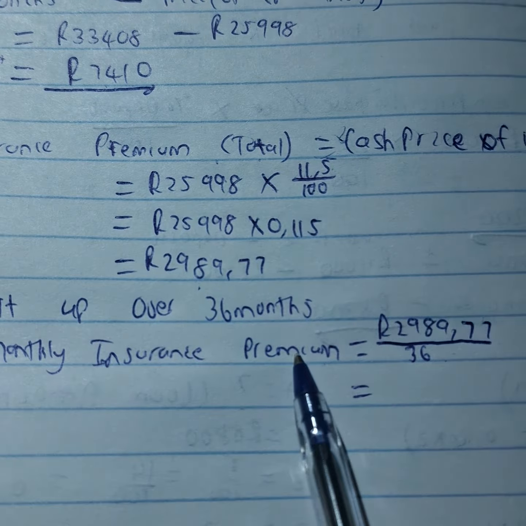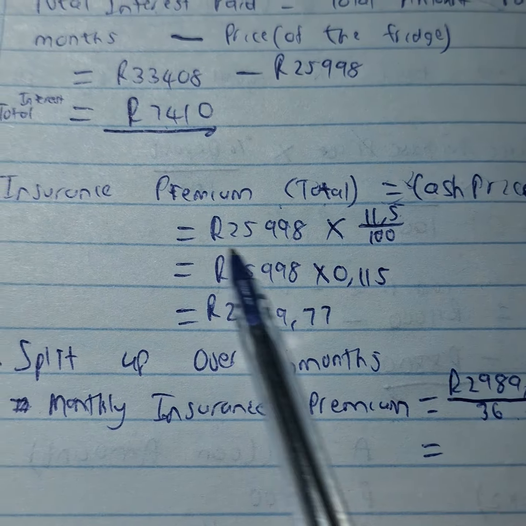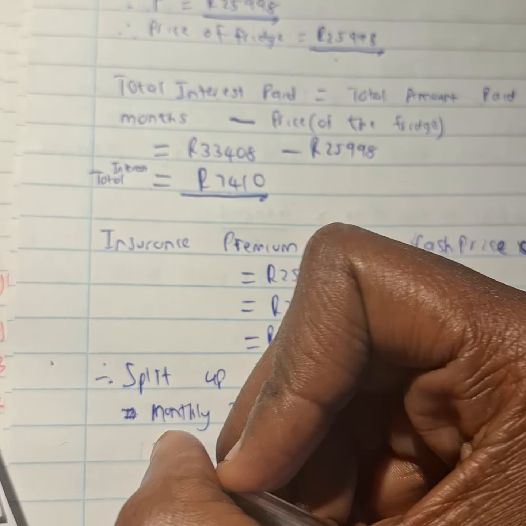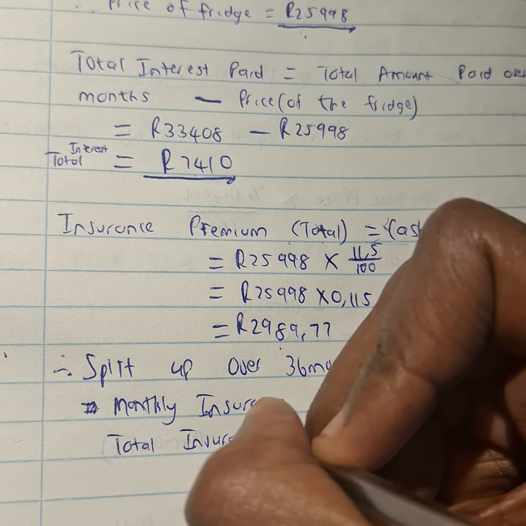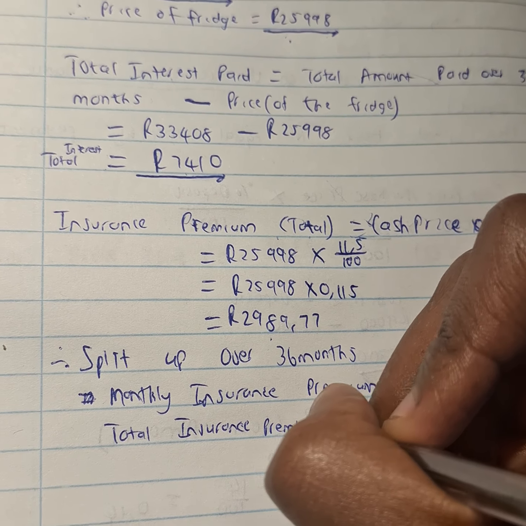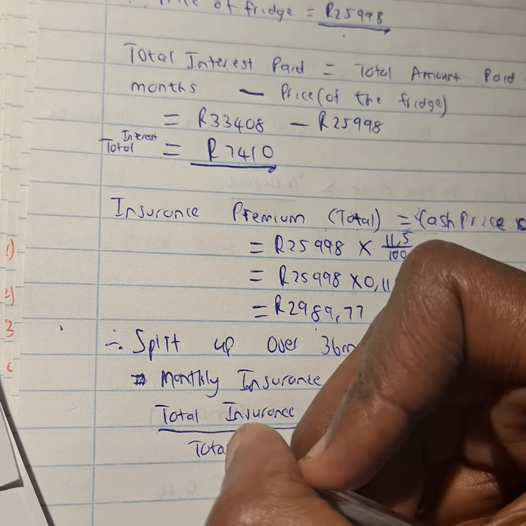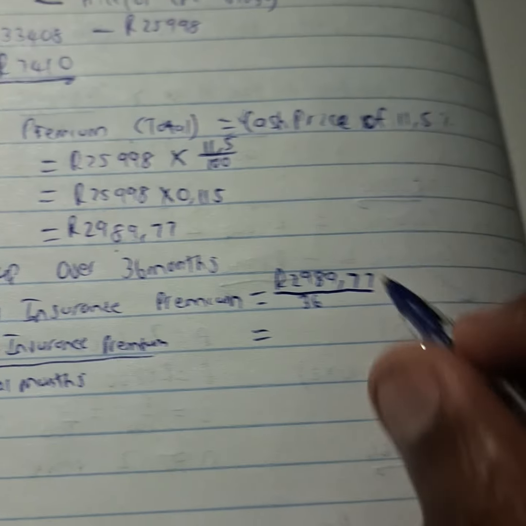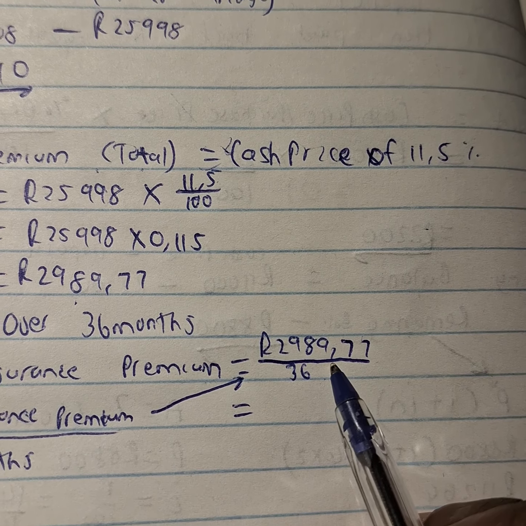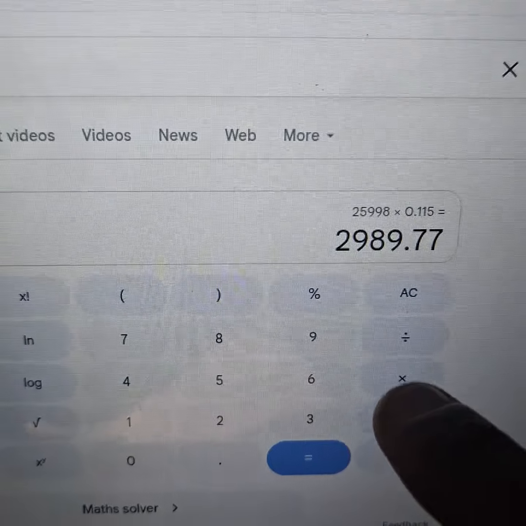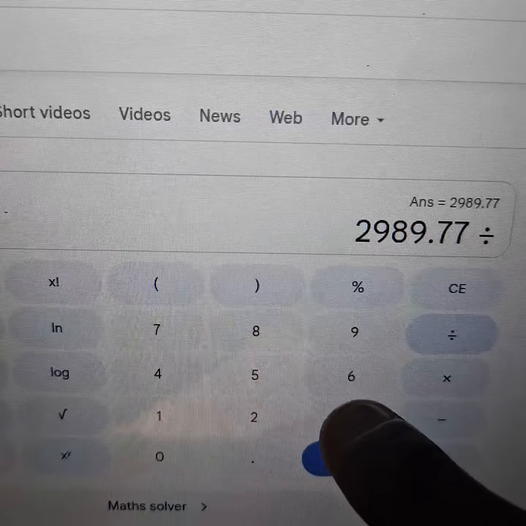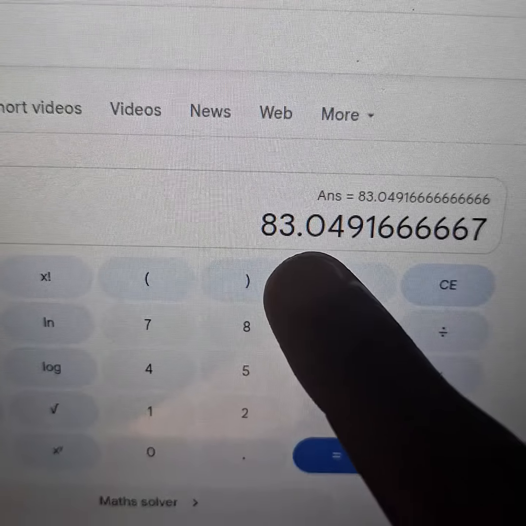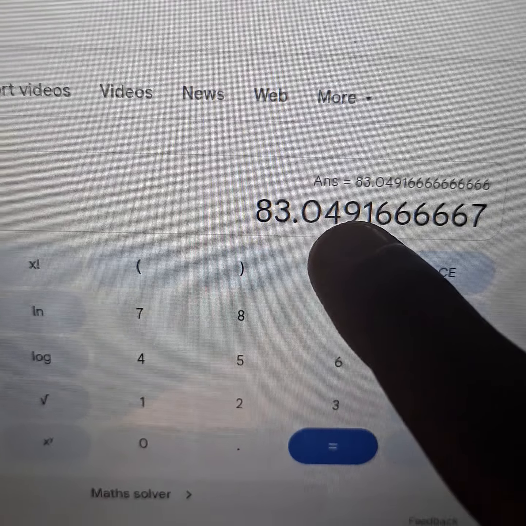Okay, so if we want to calculate the monthly insurance premium, we take the total insurance premium and we divide it by the number of months, okay, over which this hire purchase agreement is entered into. So that's why we say 2,989 rand 77 divided by 36. So let's just go there. We already have our 2,989 rand, which is divided by 36, and let's see what we get. Sorry, no percentage there. 83 rand.